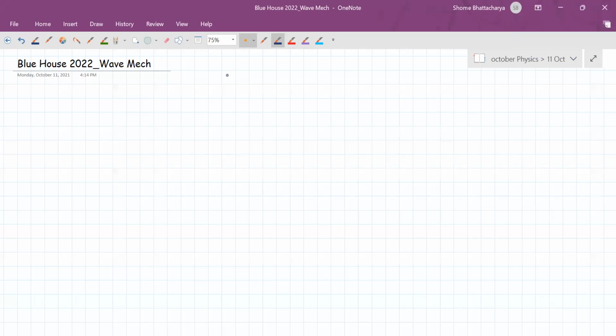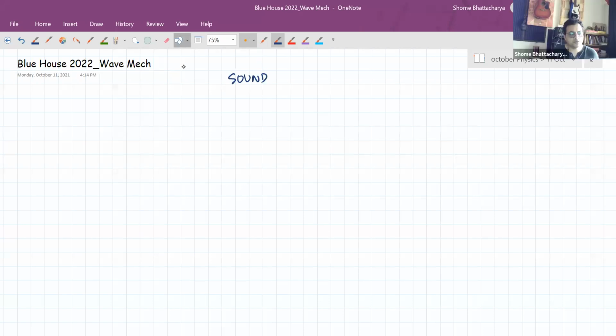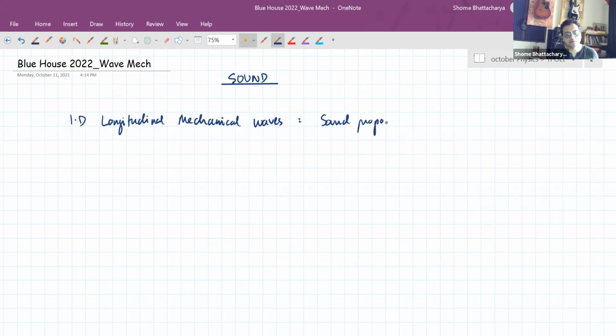We were talking about sound as the primary example of longitudinal mechanical waves. So when we looked at one-dimensional longitudinal mechanical waves, we saw that the physical example of this was sound propagating through a straight windpipe, infinitely long and all that.